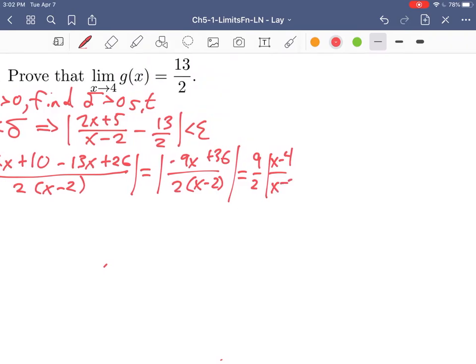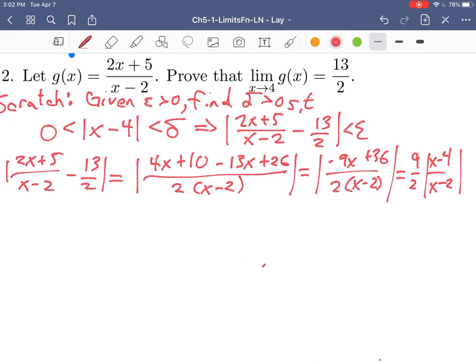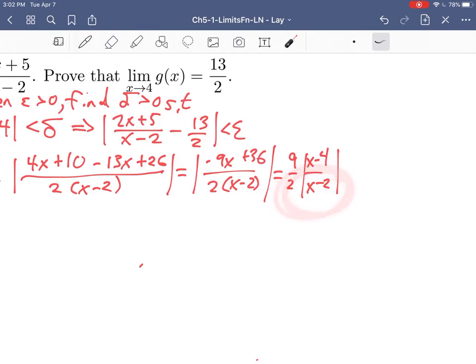All right, so we could factor out a negative 9 from the top, but we're taking the absolute value. So we have the absolute value of 9 halves times the absolute value of x minus 4 over x minus 2. The absolute value of 9 halves is positive 9 halves. But remember, what we wanted to have happen was to put a restriction on the absolute value of x minus 4. But we have this x minus 2 in the denominator, and so that seems maybe a little bit problematic, right?